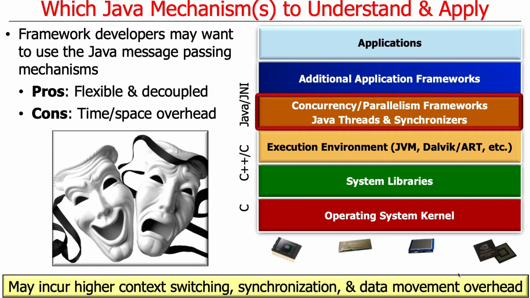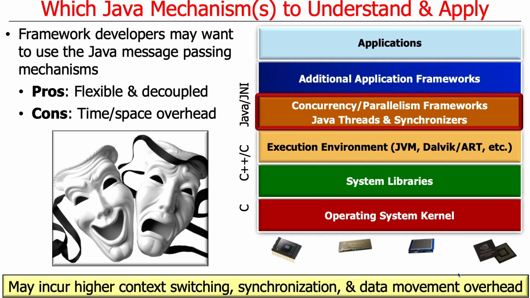Under the hood, they're typically using things like ArrayBlockingQueue or LinkedBlockingQueue, which are part of Java 5's abstractions that they give you. The good part about message passing is it's flexible and decoupled. You don't really have to know about locks or synchronizers. You just create a message in one thread and you say, send it. It goes to another thread. The other thread takes it.